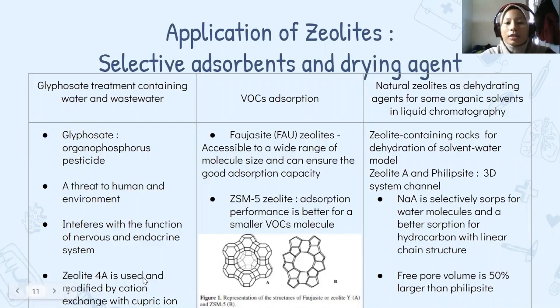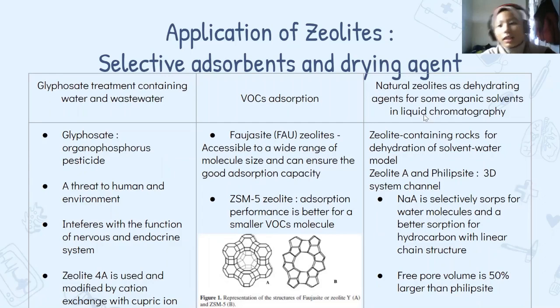The second point is about volatile organic compound absorption. Clinoptilolite is an example of natural zeolite, and it can access a wide range of molecular sizes and ensure good absorption capacity. ZSM5 zeolite is an example of synthetic zeolite, and its performance is better for smaller volatile organic compound molecules. The figure shown here compares the pore sizes. Clinoptilolite has a larger pore size than ZSM5 zeolite.